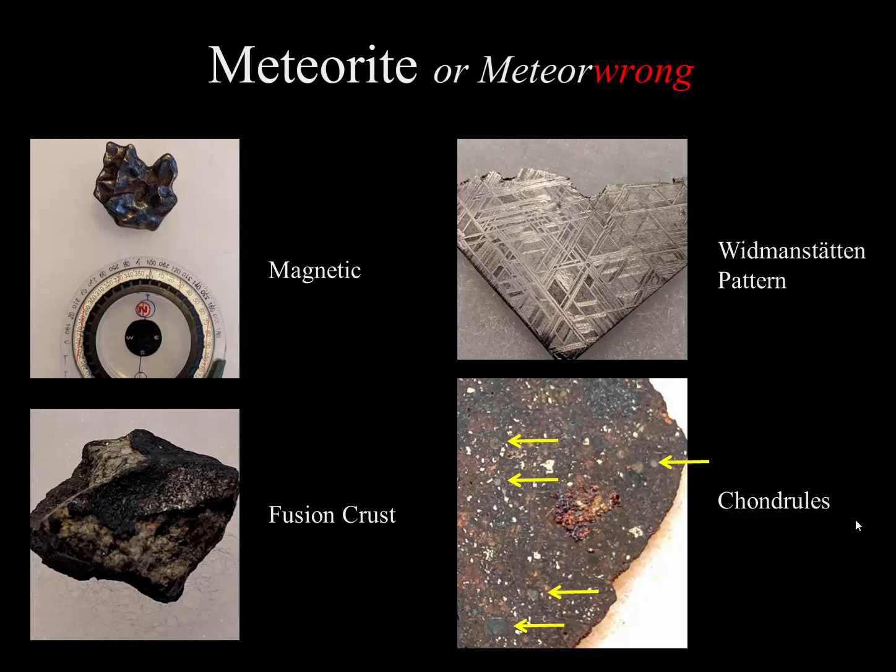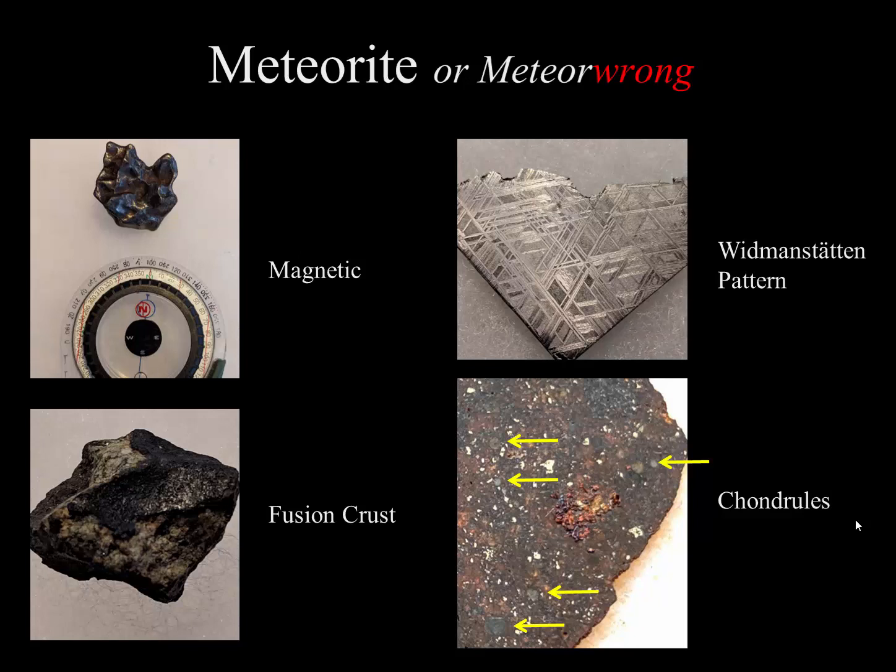If you have the material to cut, polish, and etch it with acid, you may be able to see the Widmanstätten pattern. This is the unique crystal structure that occurs in metallic meteorites. If it's a stony meteorite that's cut and polished, you may see little round spheres inside of the rock. These chondrules are leftover bits from the formation of the solar system. All of these are indicators that a rock may be a meteorite.